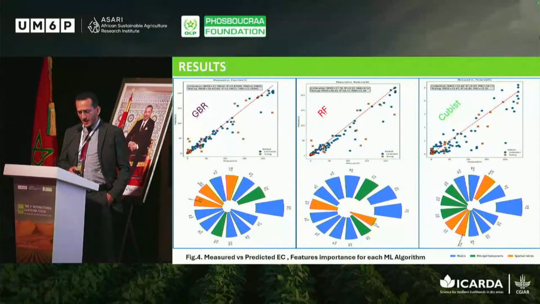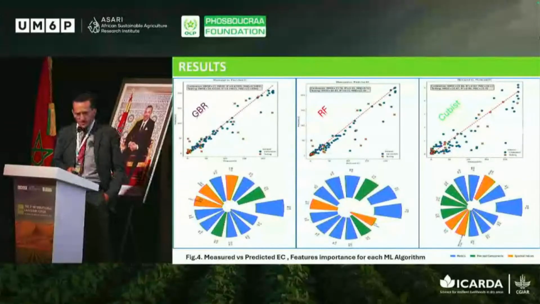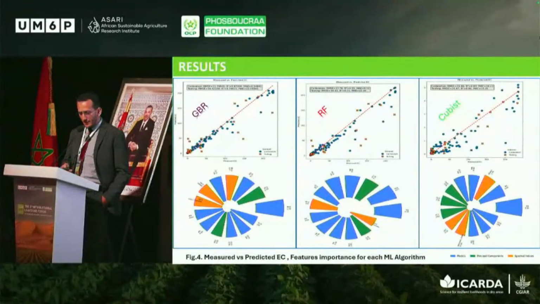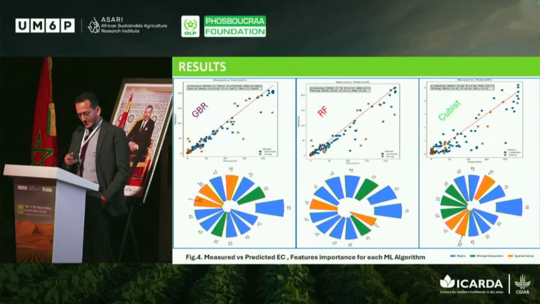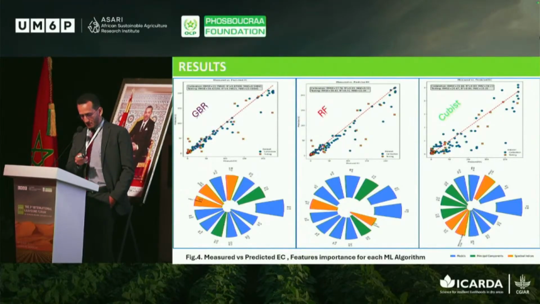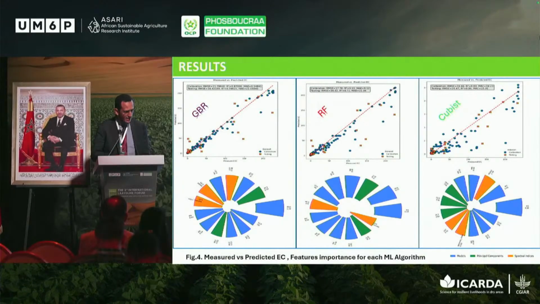Moving to results, as you can see here, we tested three machine learning algorithms. Starting from the left, we tested the GBR, gradient boost regression, moving to random forest, and finally Cubist, which gave reliable and robust results with an R square of 86%. At the bottom of my slide, you can see some feature importance, split into models that come from the 3D feature space. In yellow, you can see some spectral indices, and in green, principal component analysis coming from Landsat.